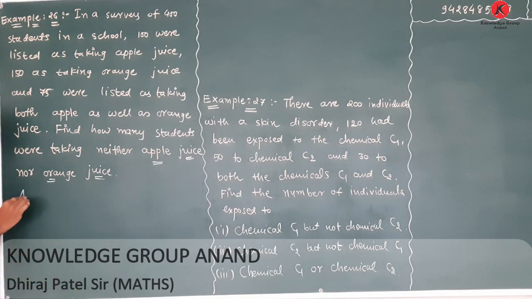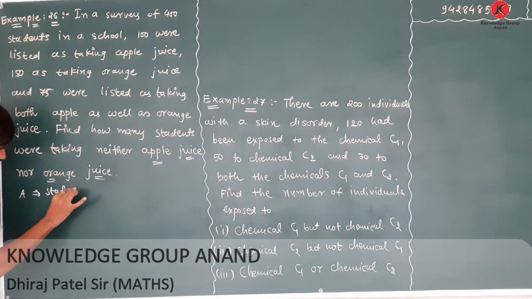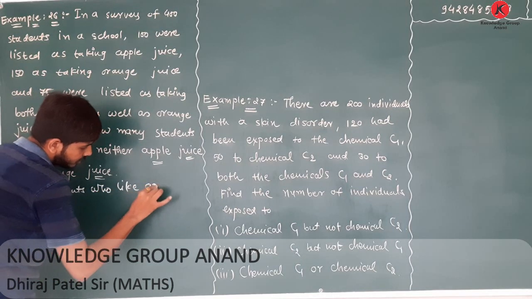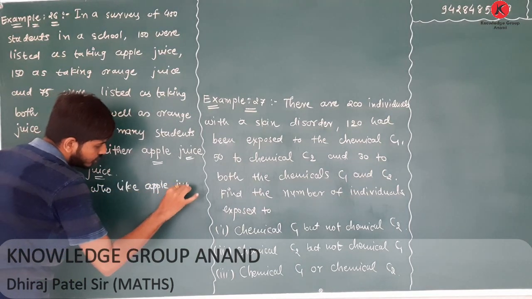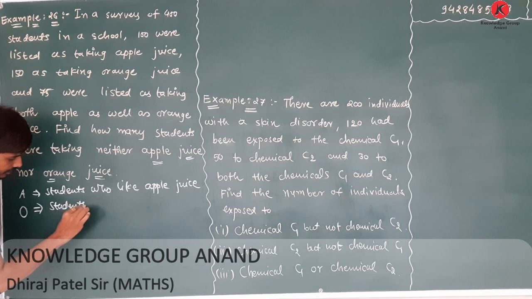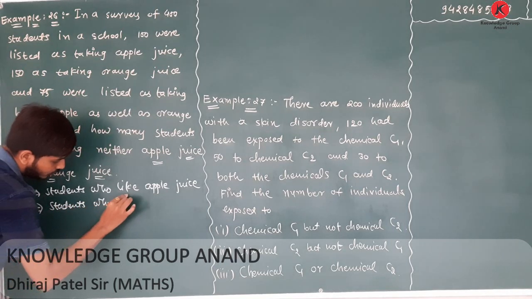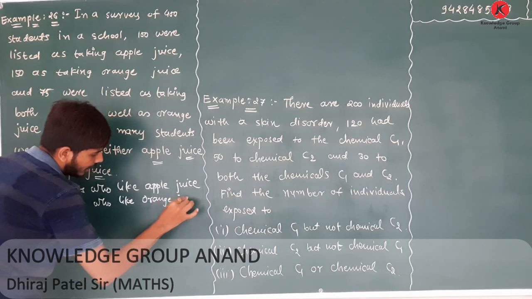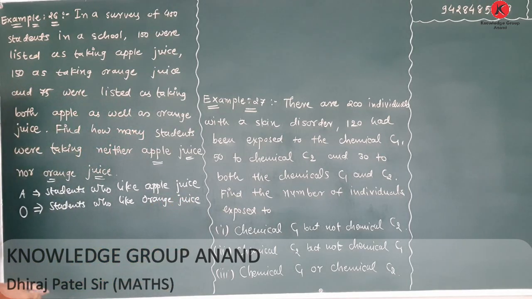I am taking A for students who like apple juice. Next, capital O for students who like orange juice. Okay, clear? Chalo, total 400, which is the number of elements of the universal set.